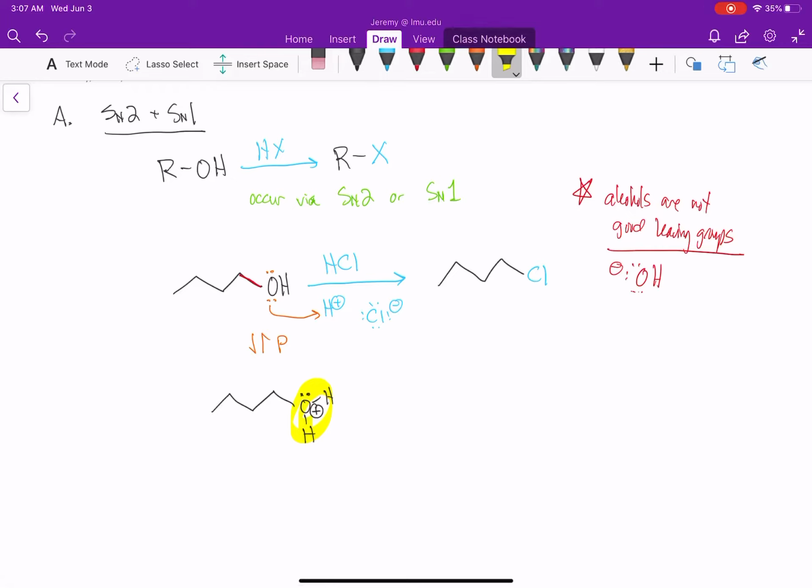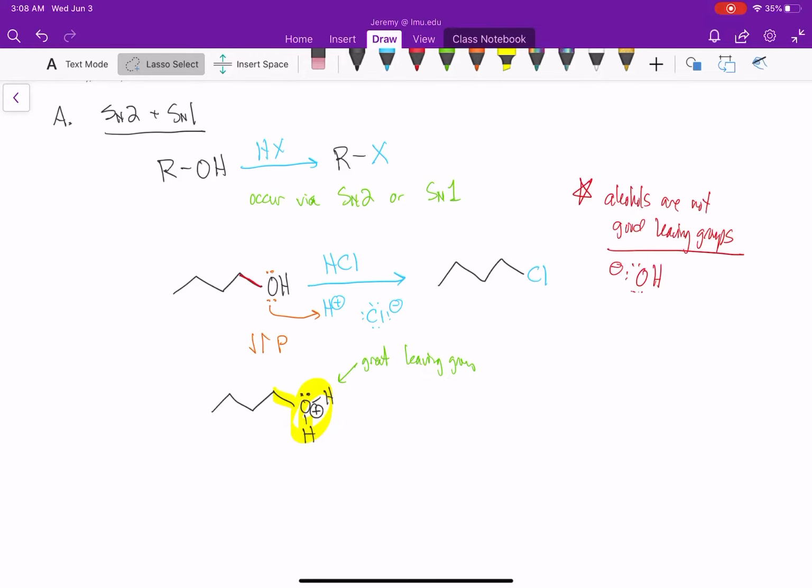This is a water molecule that happens to be connected to a carbon, a hydronium ion. This is now a fantastic leaving group. This water molecule has no interest in being connected to a carbon anymore. So our alcohol is a bad leaving group, but once we protonate it, we now have a water molecule connected to carbon. That's a great leaving group.